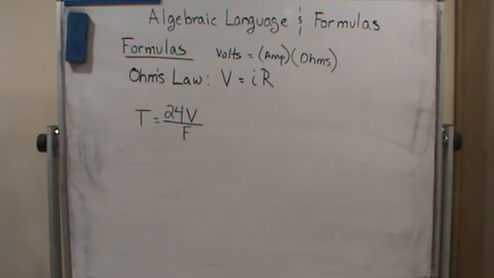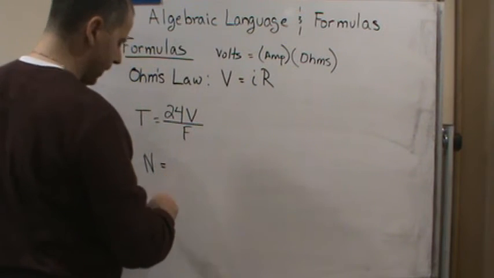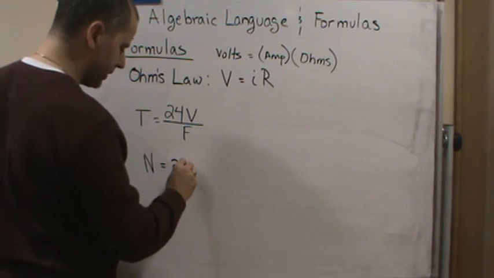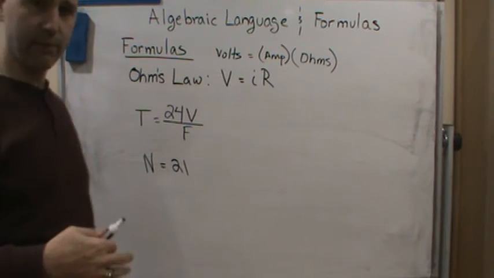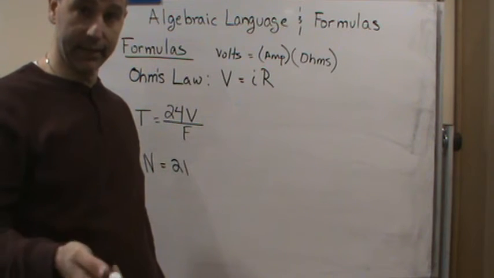So here's another formula. The number of standard bricks, N, needed to build a wall is about 21 times the volume of the wall. Let me read that again. The number of standard bricks, N, needed to build a wall is about 21 times the volume of the wall. Well, what's the volume of a wall? So N is the number of bricks, and they're saying it's about 21 times the volume of the wall. Well, what's the volume? Height, width, length. It's the product of those.